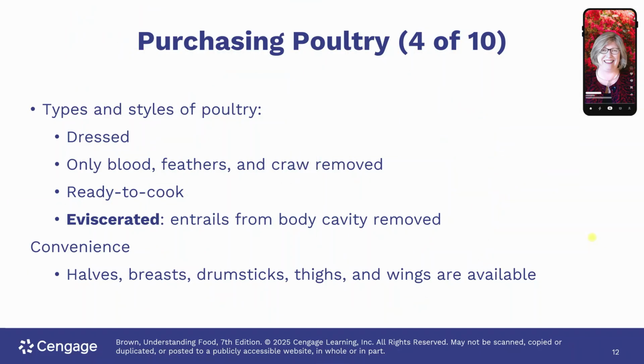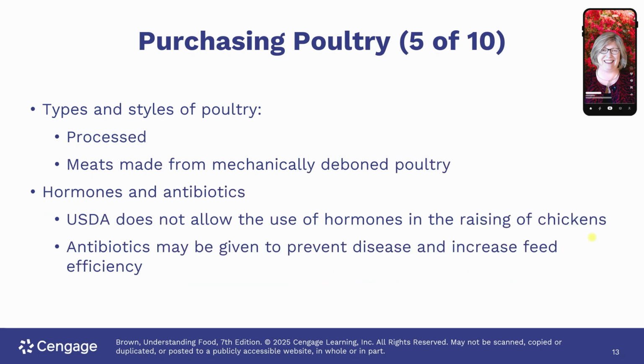When you purchase poultry, there are several types and styles of poultry you can purchase. You can buy a dressed bird. You can buy a ready-to-cook bird. You can buy a bird that's already been pre-cut into halves, breasts, drumsticks, thighs, wings. You also will see quarters, where you have a thigh and a leg together. You'll also see ground poultry. You can buy processed poultry, and also meats made from mechanically deboned poultry. And here, sometimes this will be your ultra-processed poultry.